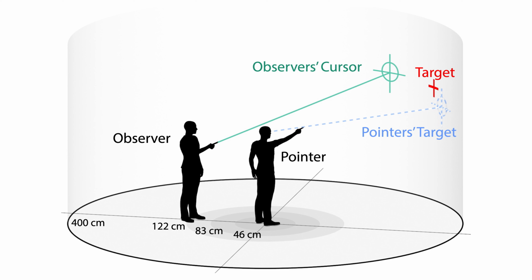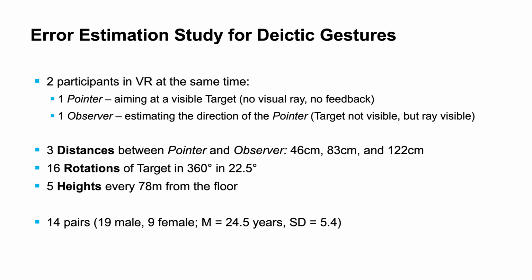However, the raycast of the observer, indicated here as a green line, was visible to the observer, however not to the pointer. This was done in order for the observer to be precise in his or her estimation. But again, feedback on the quality of the estimation was not given to not influence the observer. So in summary, pointer and observer took turns on aiming and estimating the target's position.